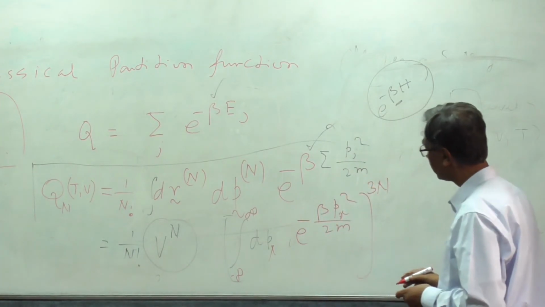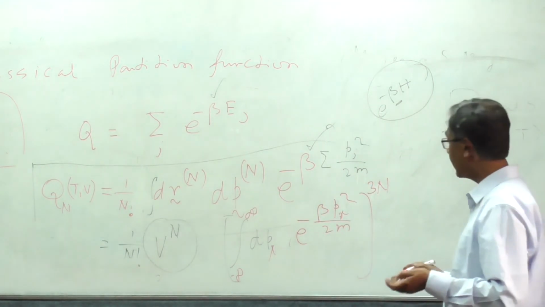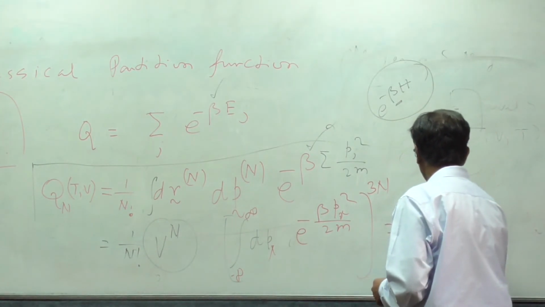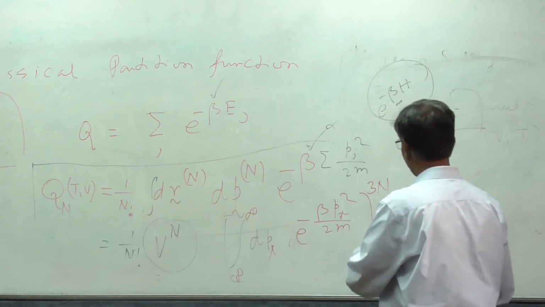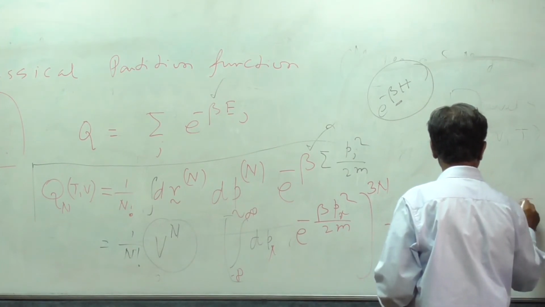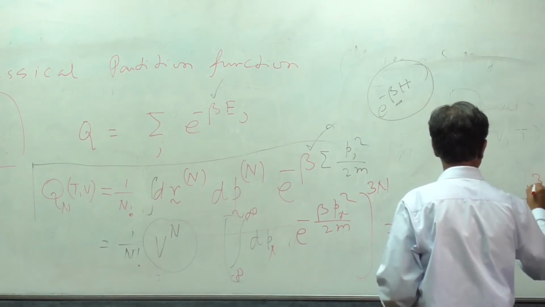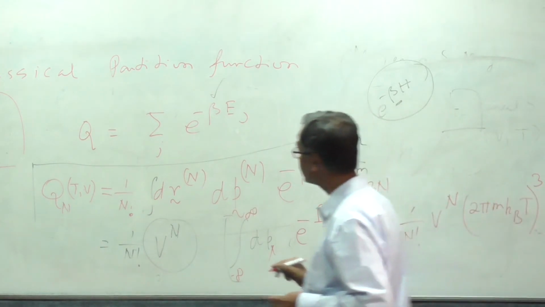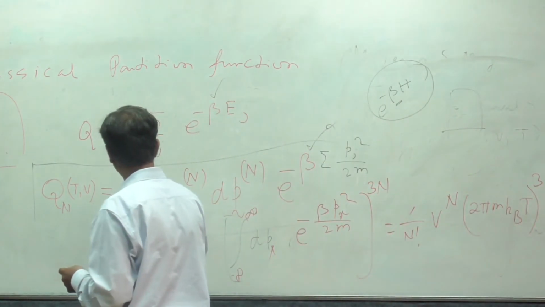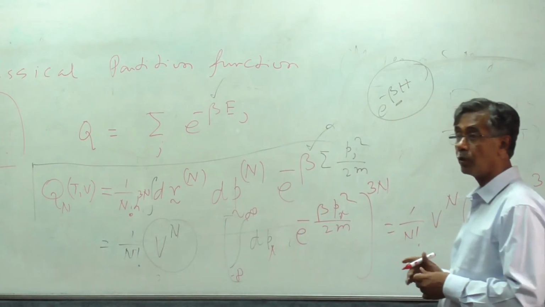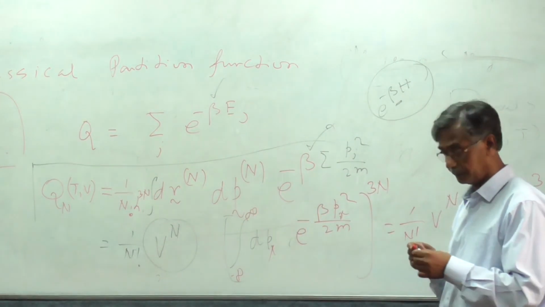Okay. Then as you said, 1 over n factorial, then it becomes 2 pi m kBT to the power 3n. Actually, it should be h to the power 3n here, but I don't know what to do. That comes in the denominator, but we are for the time being ignorant of the Planck's constant.